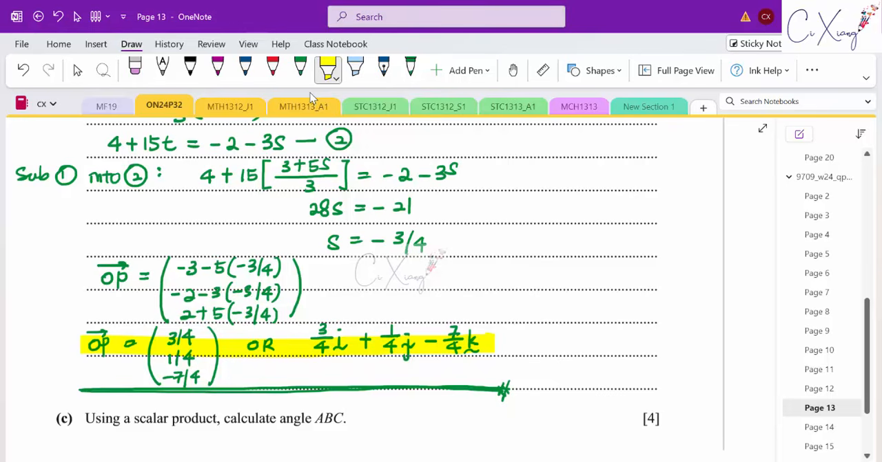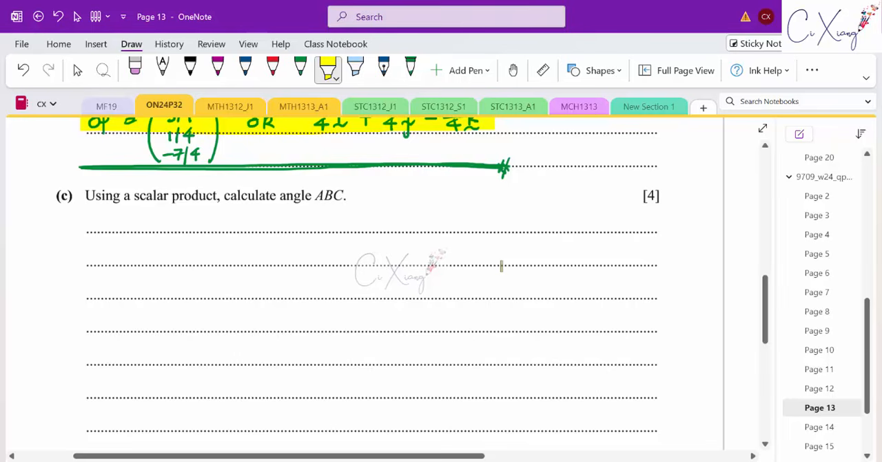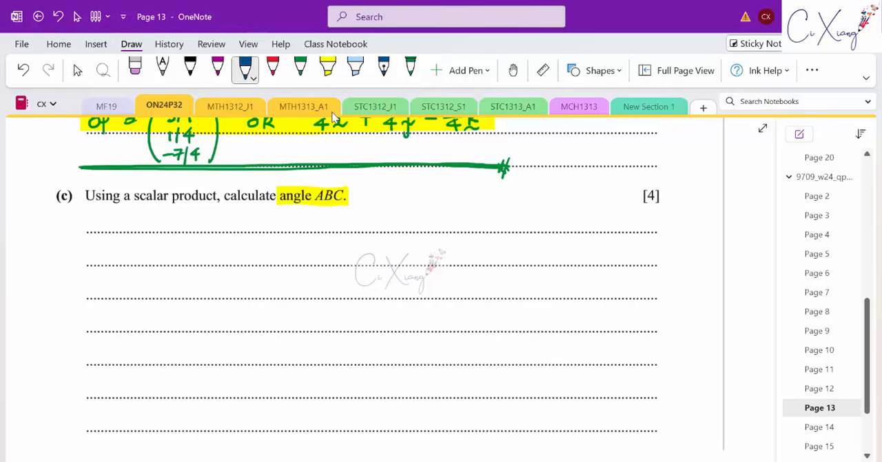Right, then let's continue further for part C. Use a scalar product, calculate the angle ABC. Alright, so I don't know how the ABC looks like, I just simply label it, right? So let's say this is our line here, A, B, and C. So this is the angle we are interested to find, theta here. To find the angle ABC, we have to apply scalar product.